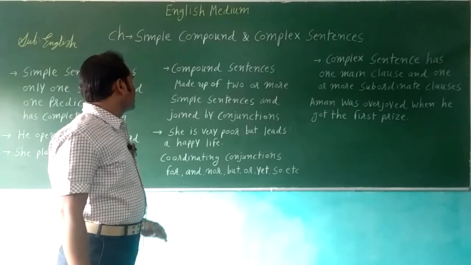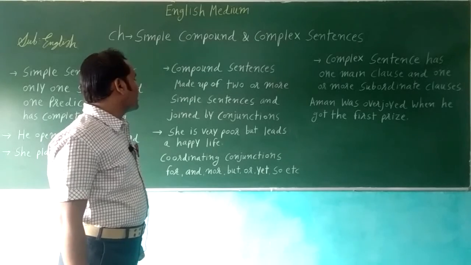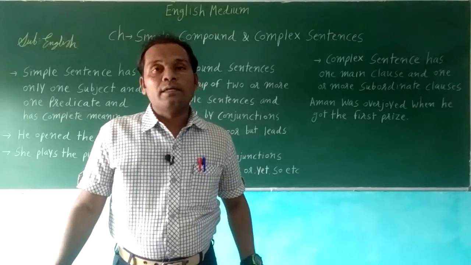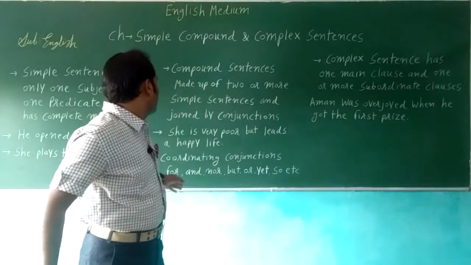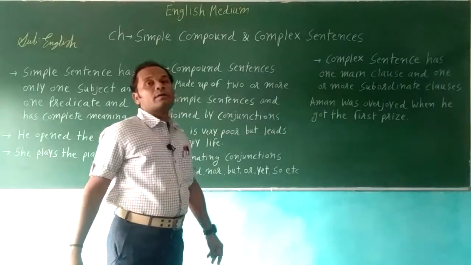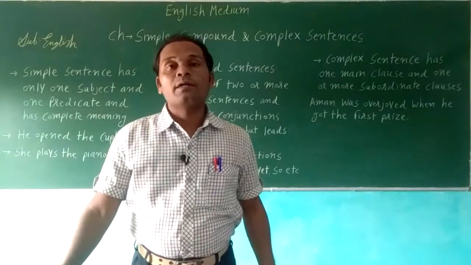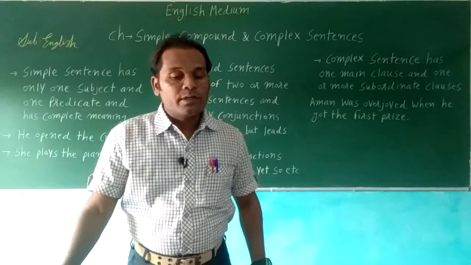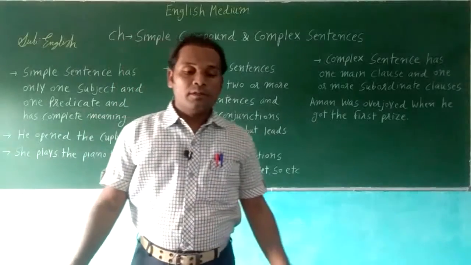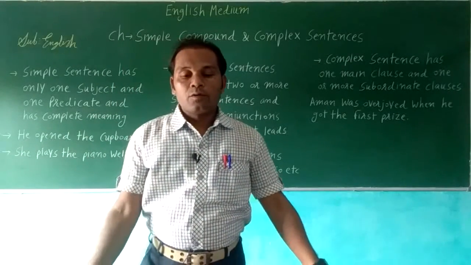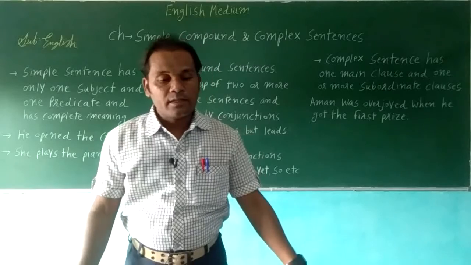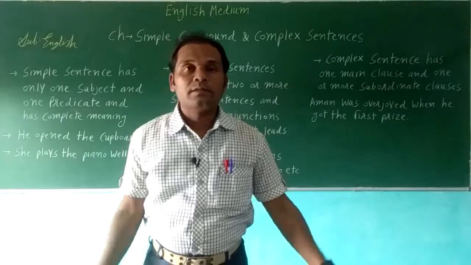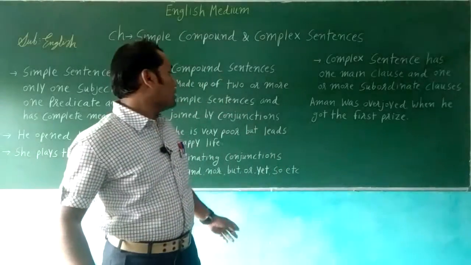Let's see an example. She is very poor but leads a happy life. The joining conjunction is there. This "but" joins both the sentences, so it is called a compound sentence. Conjunctions are used to join simple sentences to make a compound sentence. The two sentences are joined by conjunctions.